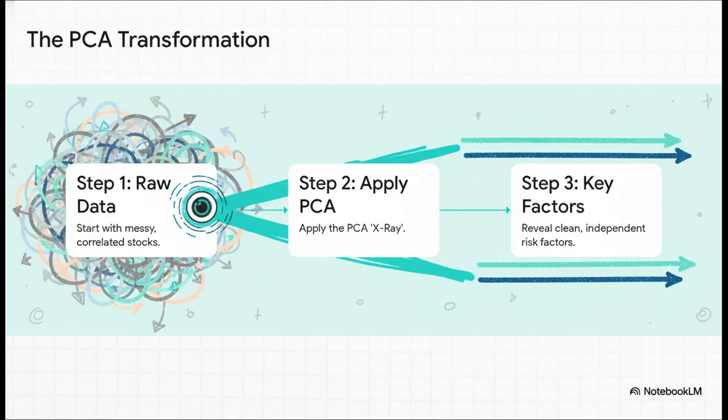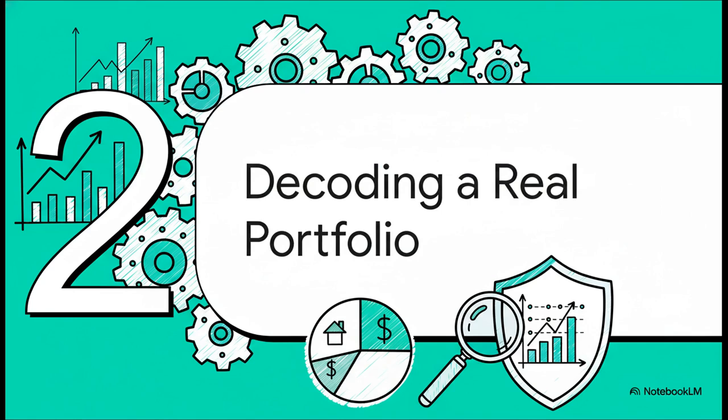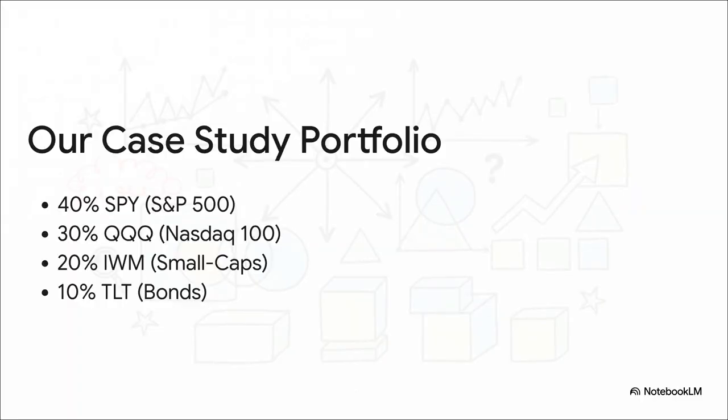The process is really amazing. We start with what looks like chaos, all these individual stocks that seem to be connected in complicated ways. Then we hit it with this PCA X-ray. And what it reveals is a super clean, simple set of underlying drivers. So instead of tracking a dozen different stocks, you might find you only need to watch a couple of core factors. All right, enough theory, let's make this concrete. We're going to run a case study on a pretty common investor portfolio and see what this PCA X-ray can actually show us.